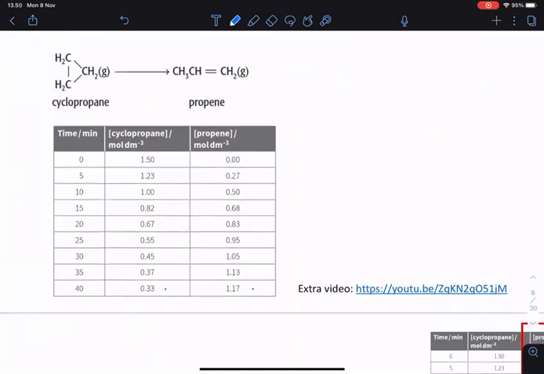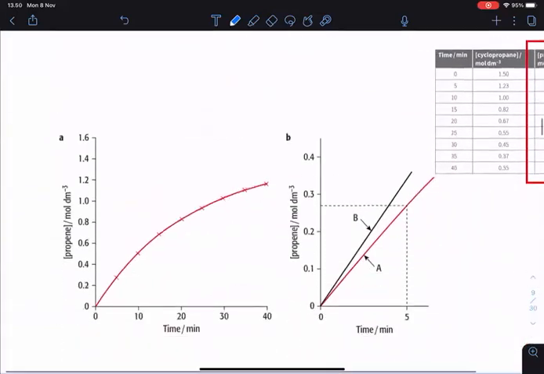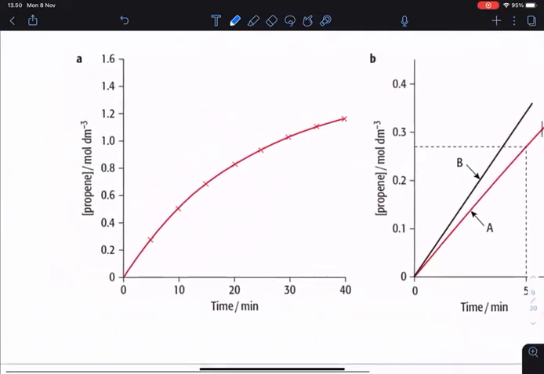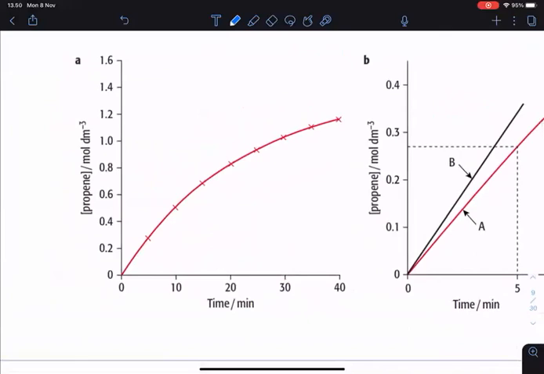Using this data on the table, we can only analyze it in graph form. So in graphical form, we will plot the data, concentration against time. If you draw the concentration of propene against time, you can see a curve over there, starting from 0 all the way to 40. What can you say about the rate of the reaction?